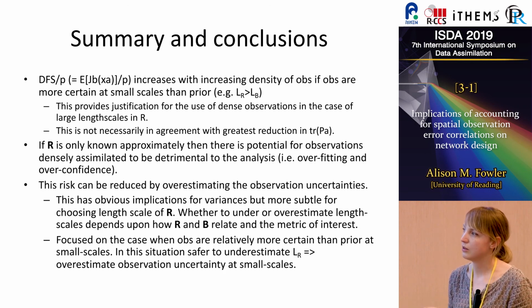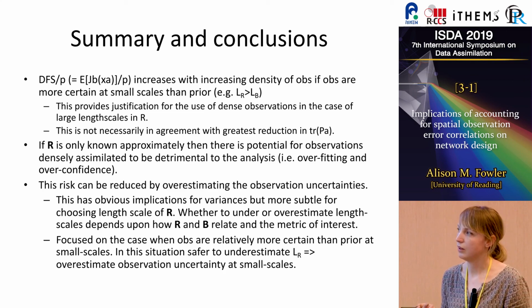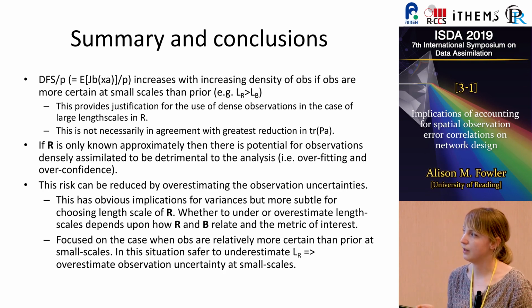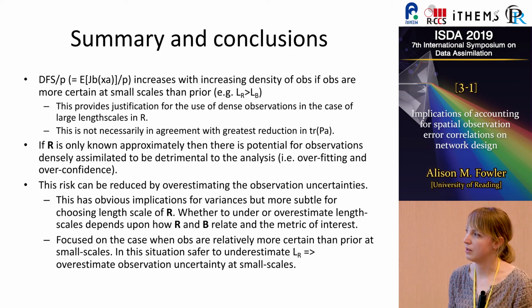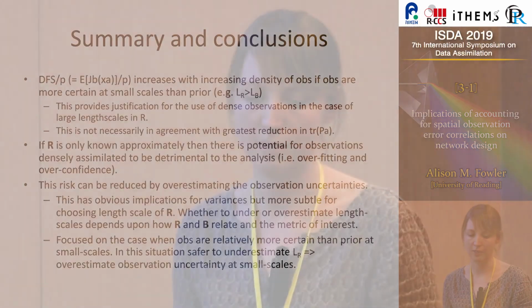But in terms of choosing the length scales in R, it's a lot more subtle, and it depends on how the true R and the B matrix relate to each other. But I focused on the case when the observations are relatively more certain than the prior at small scales. So the case when we'd want to use that dense information in the observations. And in that case, it seems that it's safer to underestimate the length scales in R, which is the same as overestimating the observation uncertainty at the small scales.